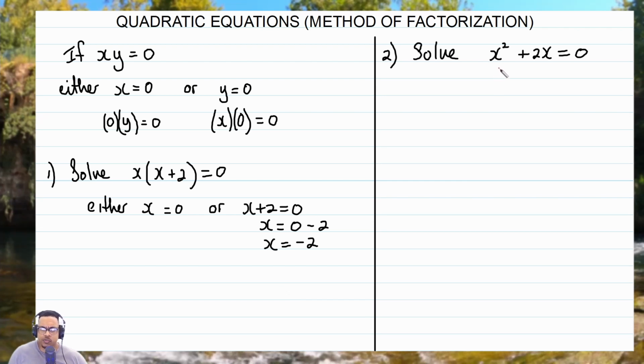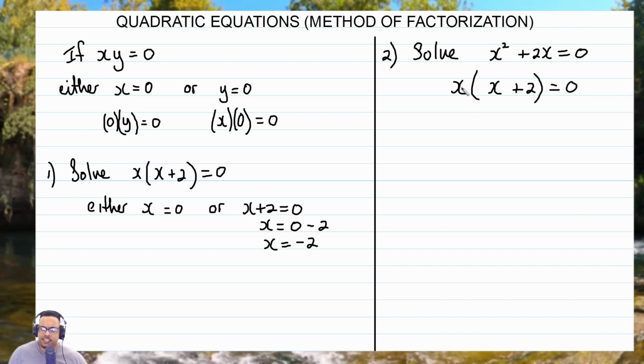If we had to solve this equation where we have x squared plus 2x is equal to 0, I recognize that I have the variable x occurring twice, and therefore I can factorize. Between these two terms, x is the highest common factor. So I'll write x, open brackets, and I'll say x squared divided by x, and I'll get x. Then positive 2x divided by x, and my answer will be positive 2. And now I'll say either this x is equal to 0 or x plus 2 is equal to 0.